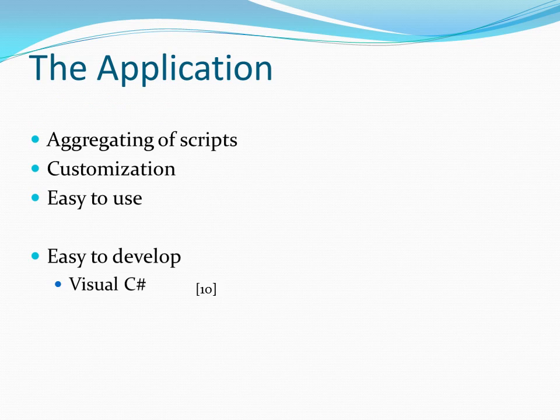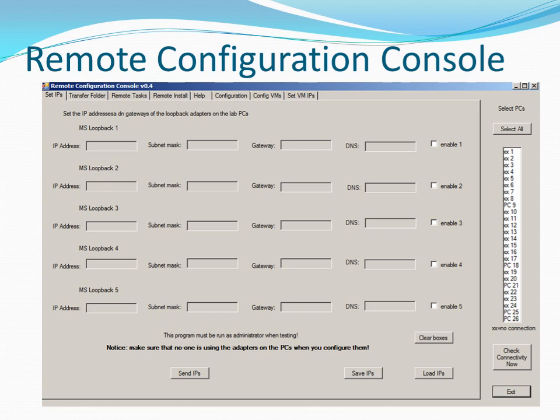So the solution was to develop an application in which we can aggregate the scripts, and we can customize those scripts from within the application, and this made it much easier to use. We used Visual C# to develop a graphical user interface to do this, and that allowed much easier use and customization. Here's an example, the remote configuration console. It uses tabbed pages to switch between various functions, and you can see here that this is the one that sets IP addresses on the loopback adapters.